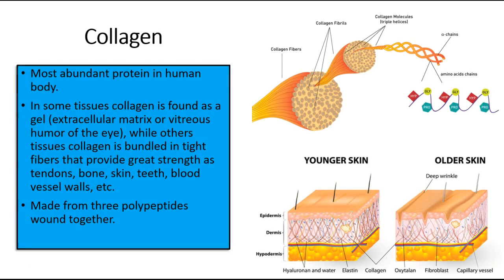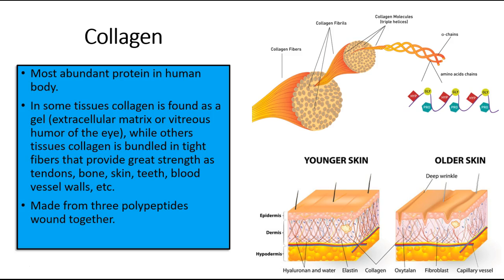So next we have collagen. Collagen is a specific protein found in the human body, specifically found in skin. So you'll notice that collagen is a very abundant protein. In fact, it is the most abundant protein found in the human body.